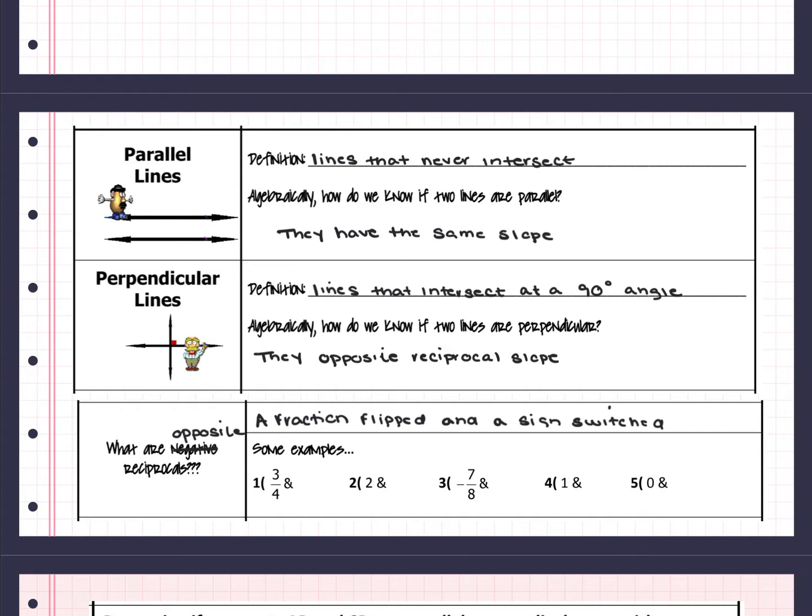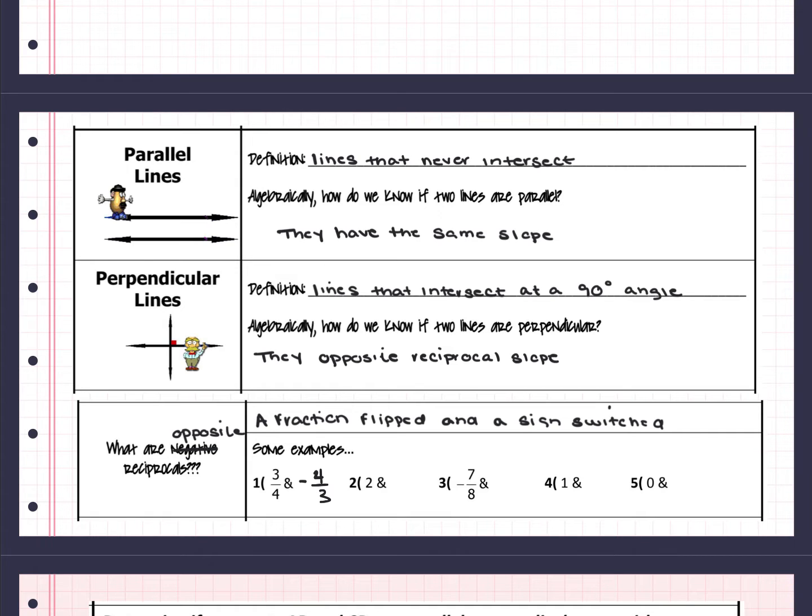All right, so looking here, some examples. So if we're looking at 3/4, we want the opposite, which is negative. And then the reciprocal, remember the reciprocal, you are flipping the fraction, so the numerator becomes the denominator. The denominator becomes the numerator. So that gives us -4/3.